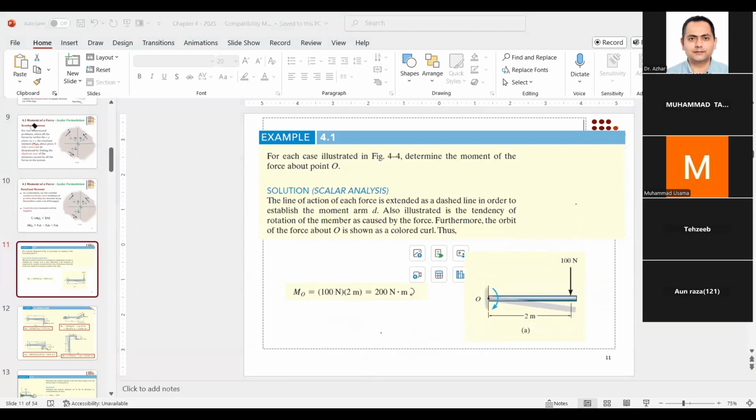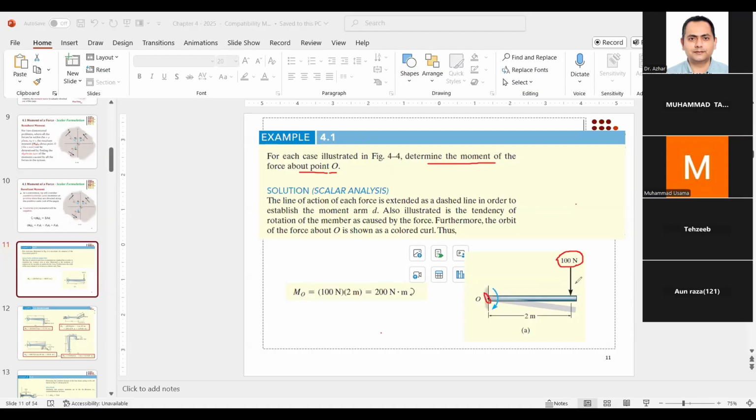Okay. So here is a small question, just a practice problem. The question is: determine the moment of the force about point O. Now, the force is 100 Newton. Point O is right here. So what is the formula for the moment? Moment is force into the perpendicular distance.